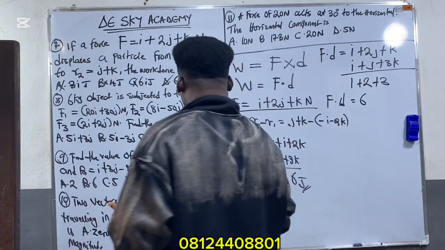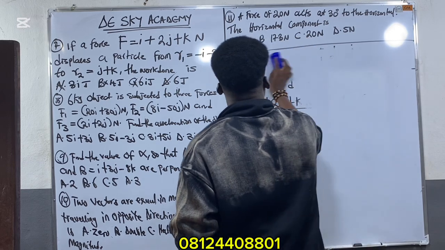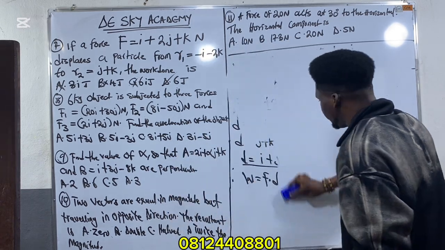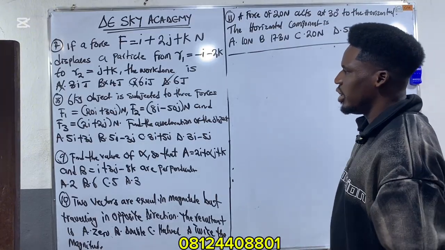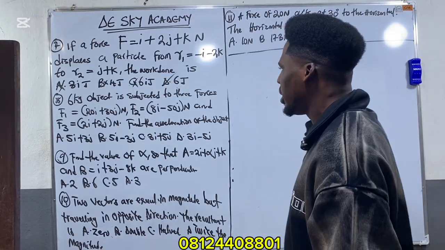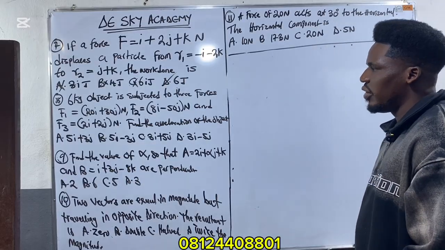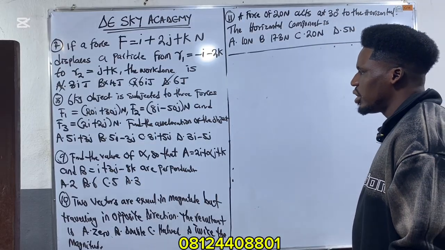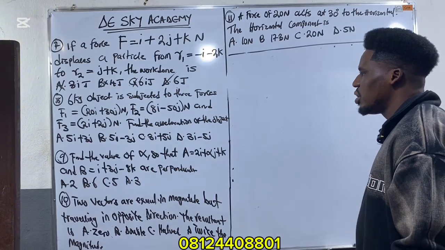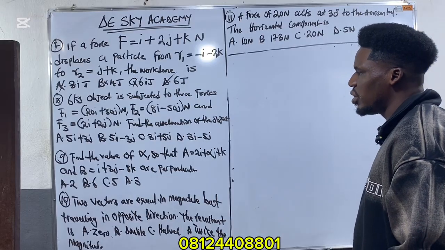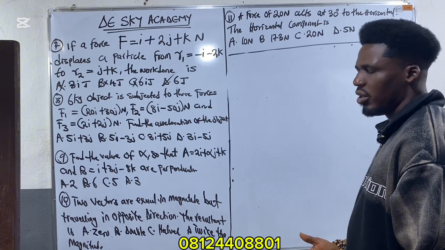Question number 8. So how do we solve question number 8? I will look up. They say a 6 kg object is subjected to 3 forces. I have 3 forces here. We have F1 equals 20i plus 30j Newton, F2 is equal to 8i minus 50j Newton, and F3 is equal to 2i plus 2j Newton. Find the acceleration of the object.